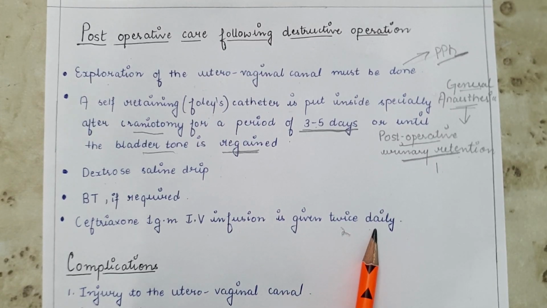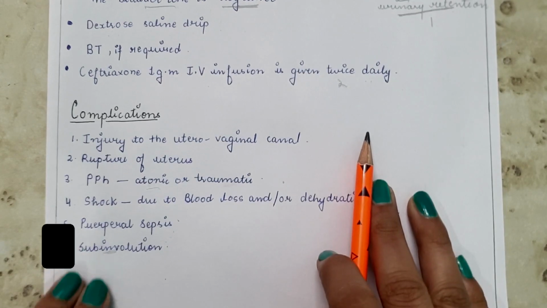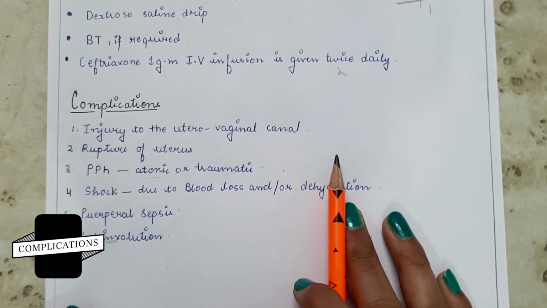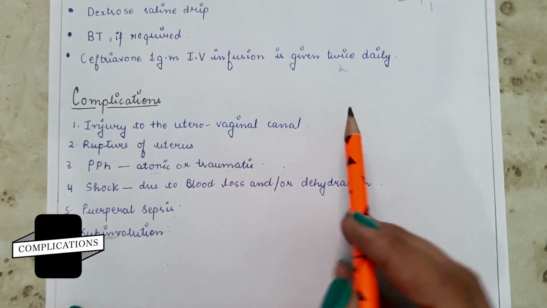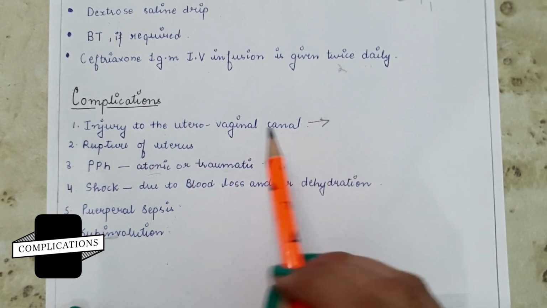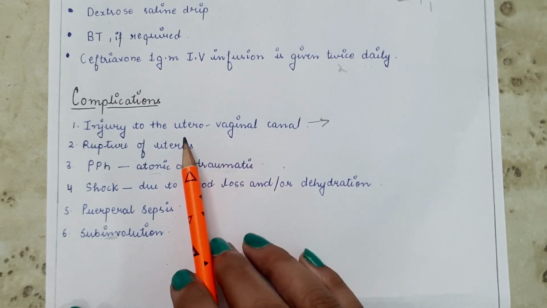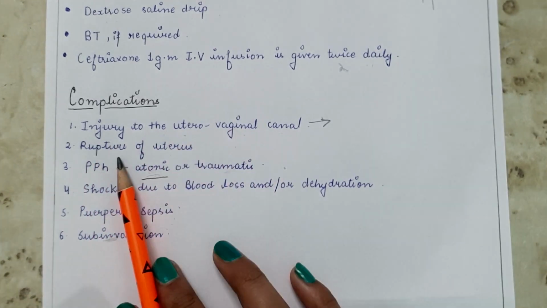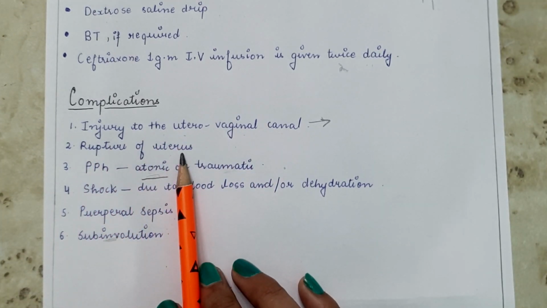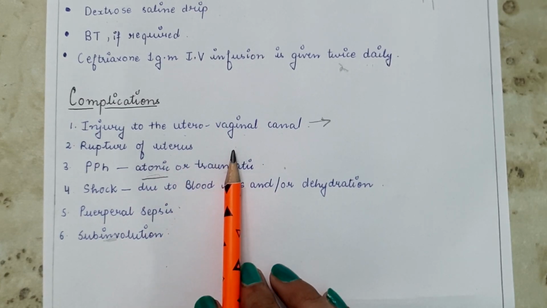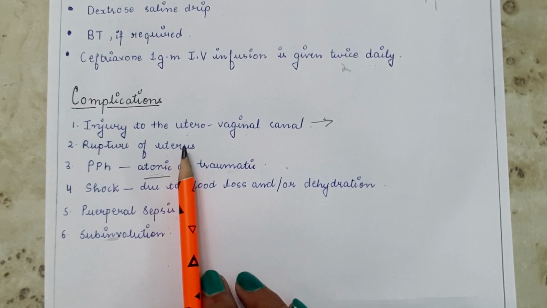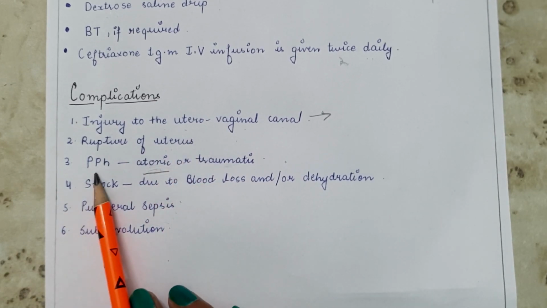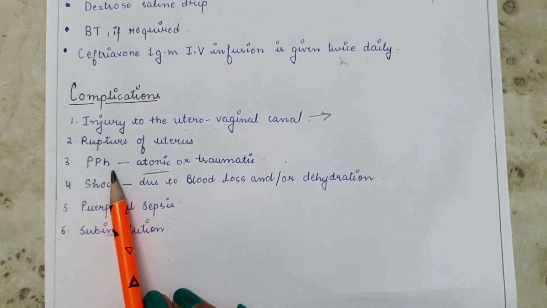Next are the complications of destructive operations. Under this, first one is injury to the uterovaginal canal. So the instruments which are used during the destructive operations might cause injury to the maternal tissues. Next complication is rupture of uterus. While performing the destructive operation with the instrument, there are chances of traumatic rupture of uterus. Next is PPH, that is postpartum hemorrhage.